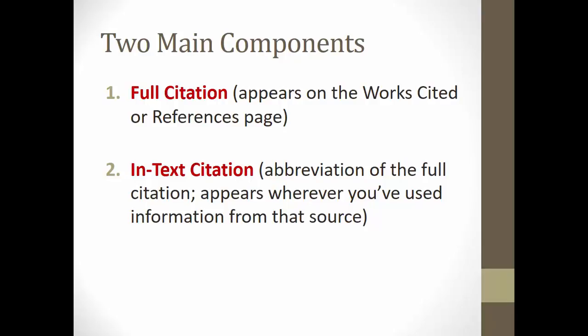So again, let's say I have this book that I'm reading and I want to use information from that book in one of my paragraphs. At the end of the sentence where I've used information, whether it's a direct quote and I've put quotation marks around it, or whether I've put it in my own words and paraphrased it, when I've used information from that other source, what I want to do is put an in-text citation at the end of the sentence. And I'll show you what that looks like in just a little bit. But I want you to remember that the in-text citation is simply an abbreviation of the full citation. So those are the two main components, the full citation and then the in-text citation.